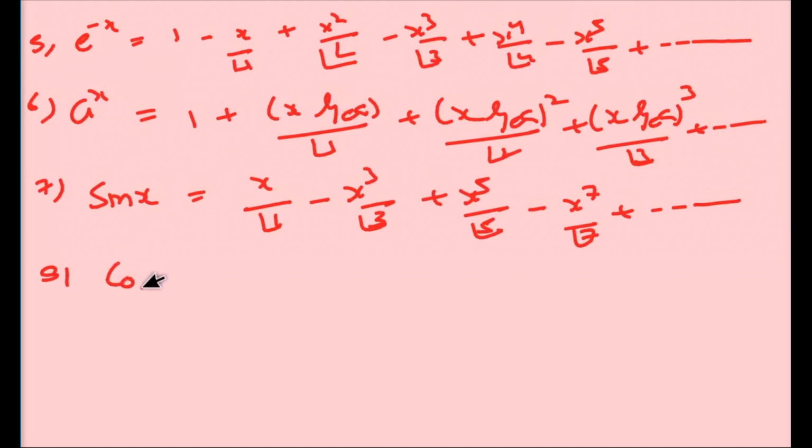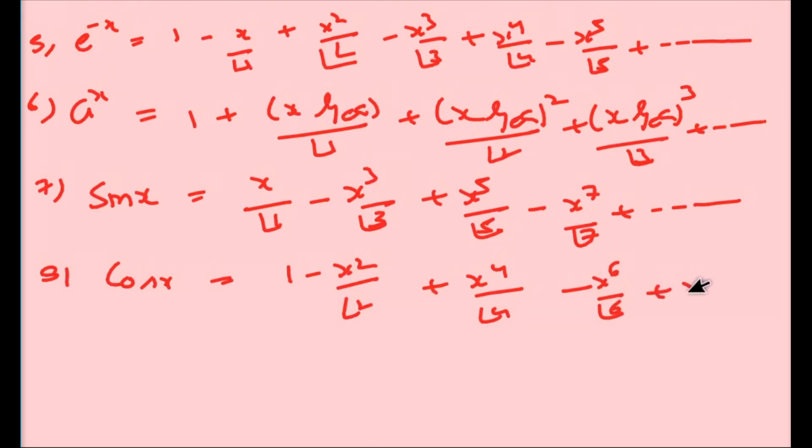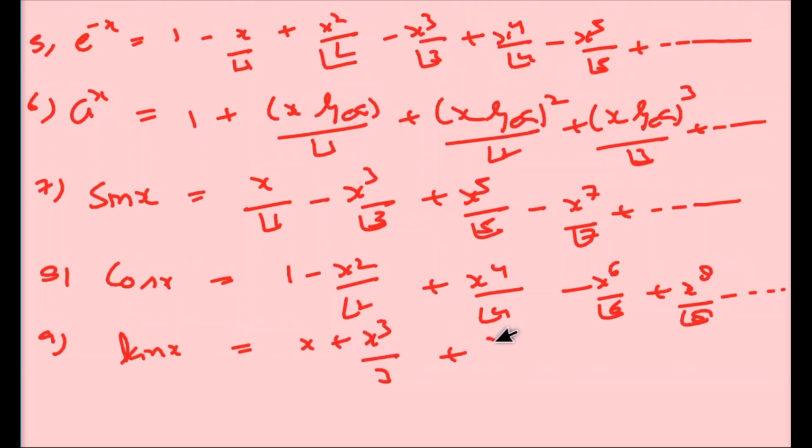And the series of cos x, that is 1 minus x square upon factorial 2 plus x to the power 4 upon factorial 4 minus x to the power 6 upon factorial 6 plus x to the power 8 upon factorial 8 minus and so on, and tan x is x plus x cube upon 3 plus 2 upon 15 x to the power 5 plus and so on.